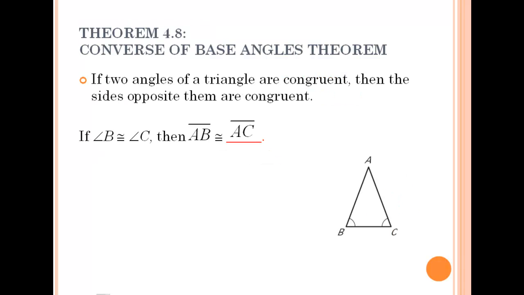So theorem 4.8, the converse of the base angles theorem. So the converse is just when we flip the if and then statements. So if two angles of a triangle are congruent, then the opposite sides of them are congruent. So if we knew that angle B and C were congruent, then we would know that segment AB is congruent to segment AC. So knowing that these two are congruent tells us that these opposite sides are also congruent. And that's the converse of the base angles theorem.